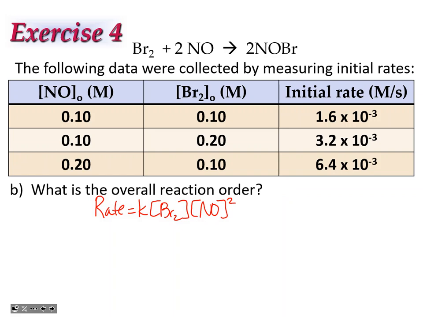Remember, this is like an understood one here. So what is our overall order of our reaction? It is going to be 3, because basically all you do is add up the orders. So that's 1 plus 2, that's going to give us 3 for our overall order of reaction, excuse me. Now, that would be for B.